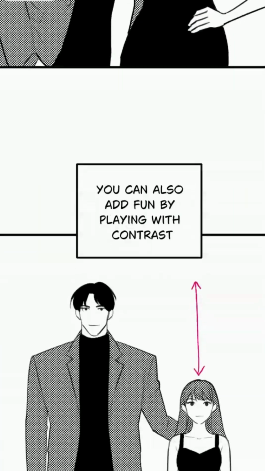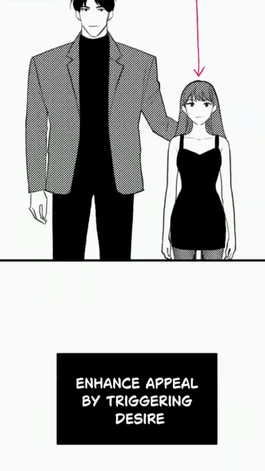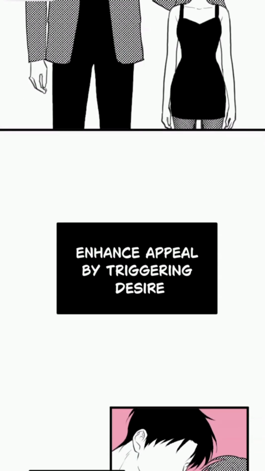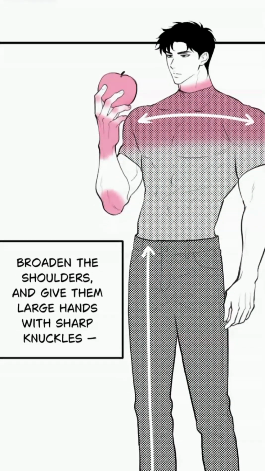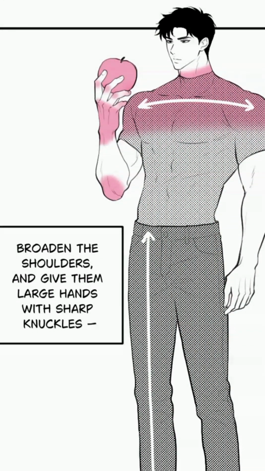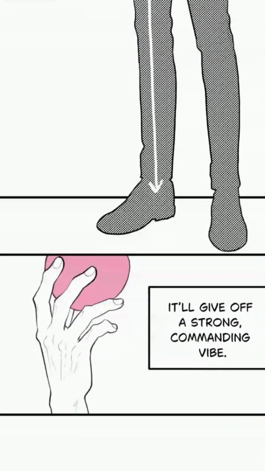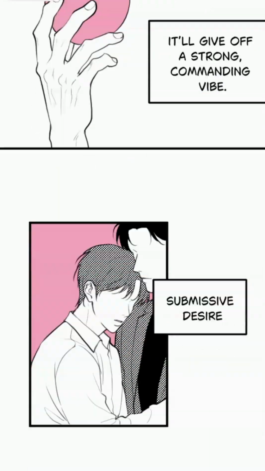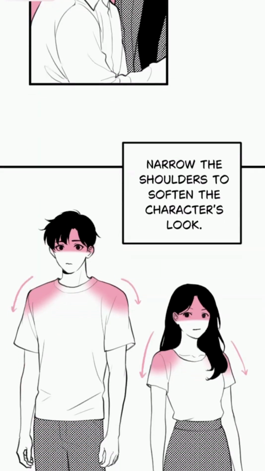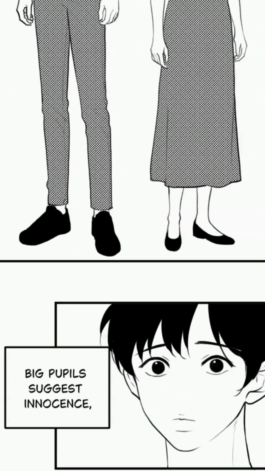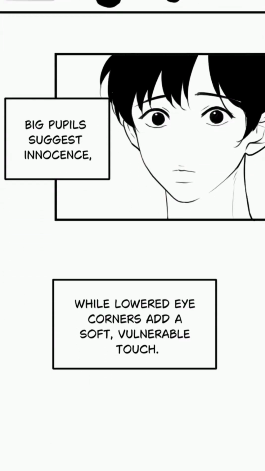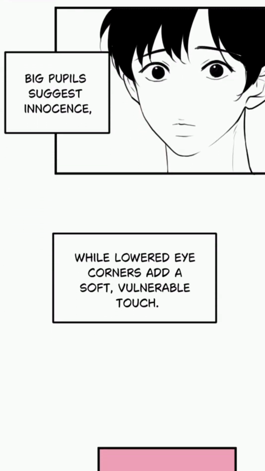You can also add fun by playing with contrast. Enhance appeal by triggering desire. Dominant desire. Broaden the shoulders and give them large hands with sharp knuckles. It'll give off a strong, commanding vibe. Submissive desire. Narrow the shoulders to soften the character's look. Big pupils suggest innocence, while lowered eye corners add a soft, vulnerable touch.